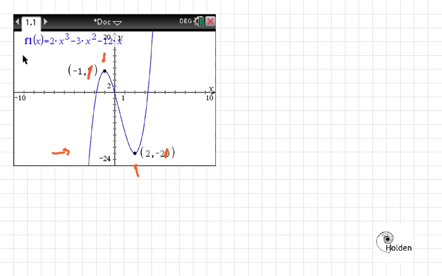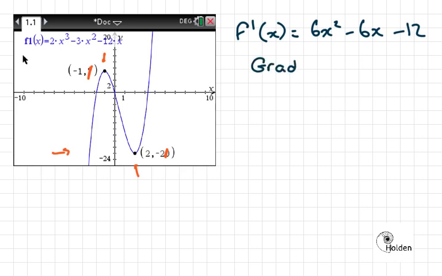The first thing we're going to look at is the first derivative. If we differentiate the function, we're going to get 6x squared minus 6x minus 12. Power rule it, and then you're in a good position. This is the gradient function. If we plug numbers into this function, we get the value of the gradient.